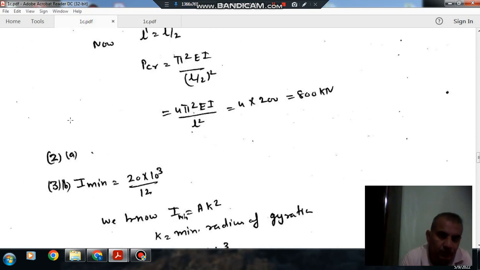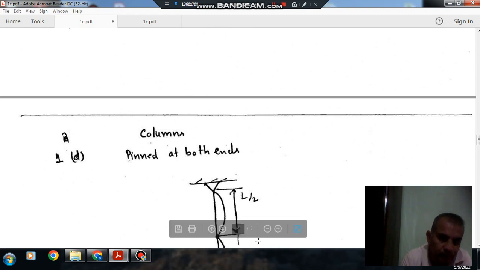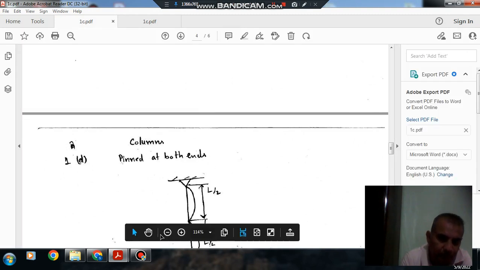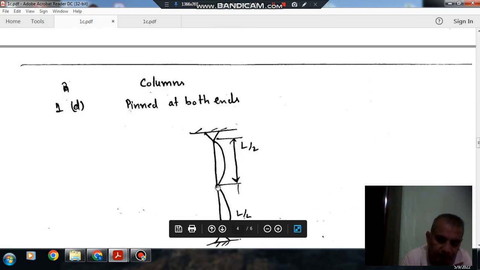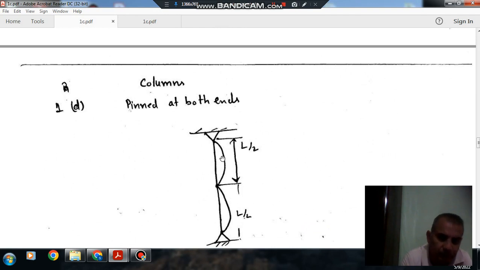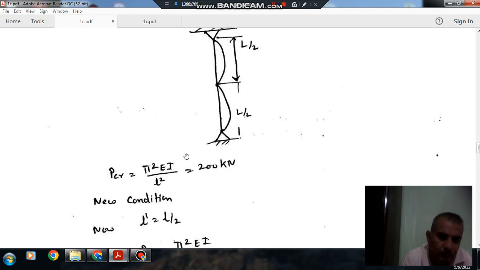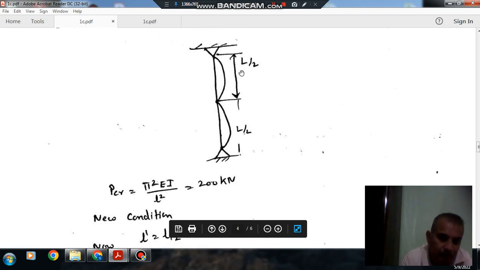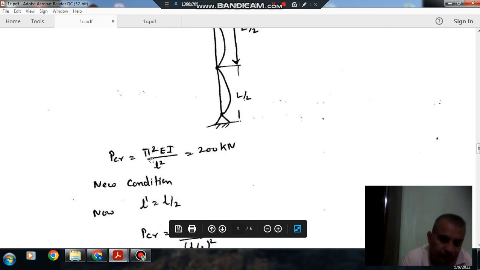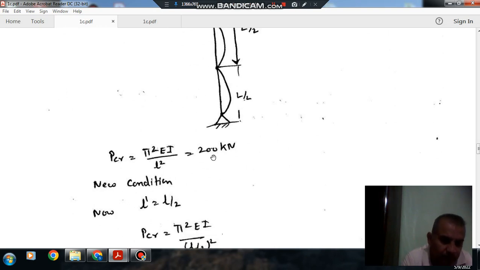Now the column is pinned at both ends. If it is restrained at the midpoint, it means it is also pinned at the midpoint. So the length of the column for this part becomes L by 2. For a pin end, the critical load is pi square EI by L square. So here L becomes L by 2, and initially the critical load was 200 kilonewton.